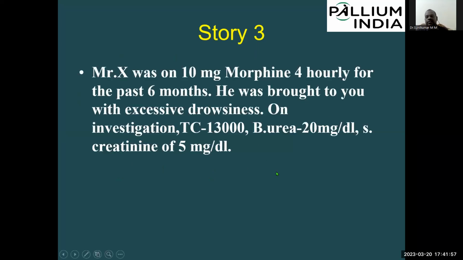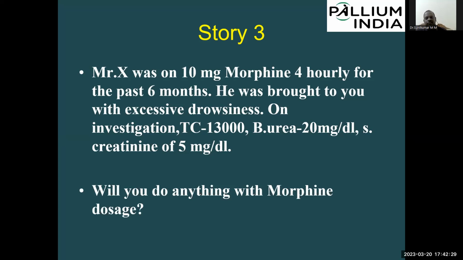So our patient story, we are continuing. Mr. X now is on 10 milligram of morphine 4 hourly for the past 6 months. Then he was brought to you with excessive drowsiness, and you are the person on casualty duty, and you do some investigations and find out that TC is elevated at 13,000, blood urea is 20 milligrams per deciliter, serum creatinine is 5 milligrams per deciliter. Would you do anything with the morphine dosage?